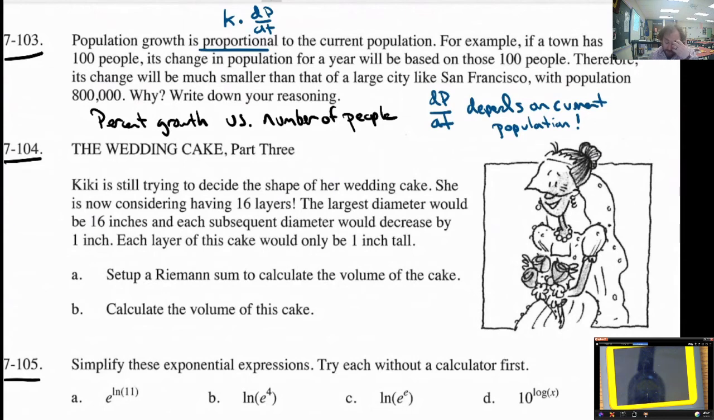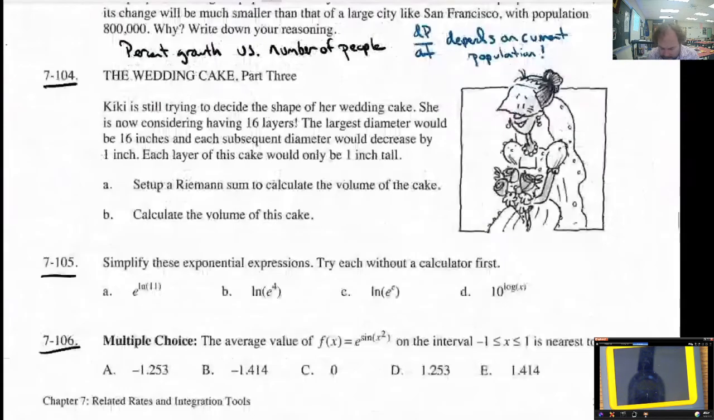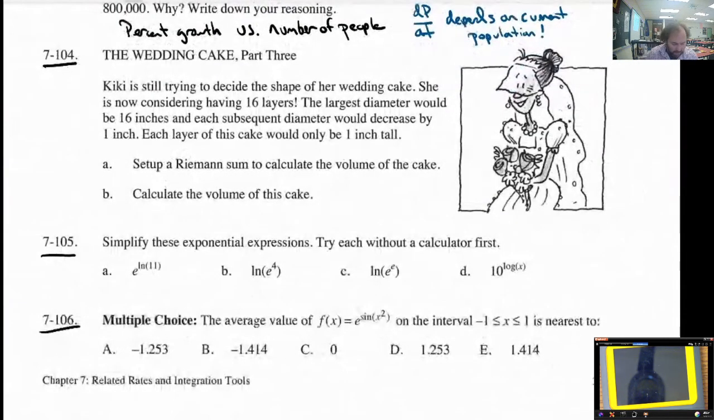Okay, let's look ahead at 104. The wedding cake part 3. We've looked at this problem on a number of different homework problems. So Kiki is still trying to decide the shape for the wedding cake, and now she's considering 16 layers. We've done 4 layers and we've done 8 layers, and now we're going to think about 16 layers. The largest diameter is 16. Each subsequent diameter would decrease by 1 inch. Each layer of this cake would be only 1 inch tall.